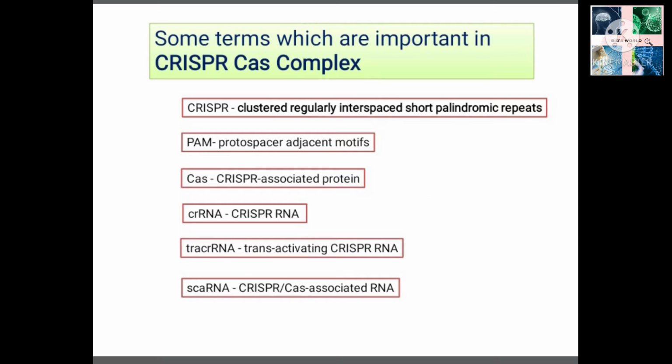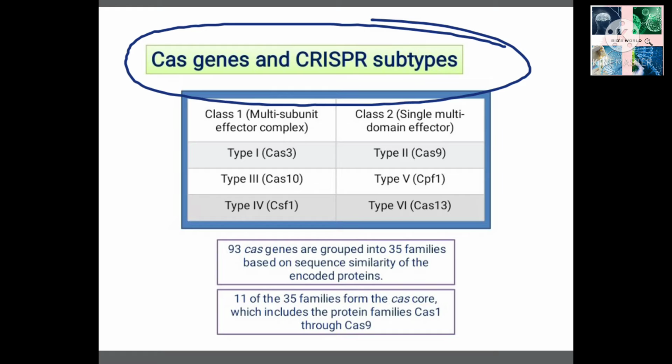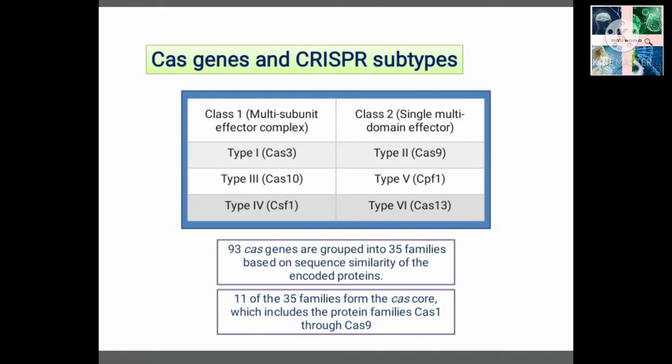Then about trans-activating CRISPR RNA. It is denoted as tracrRNA. It is a small trans-encoded RNA first discovered in the human pathogen Streptococcus pyogenes. Next is Cas genes and CRISPR subtypes. These are often located next to CRISPR repeat-spacer arrays.